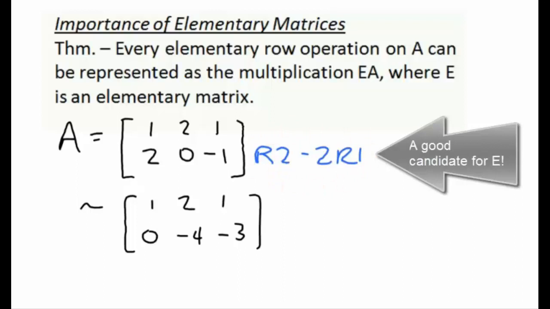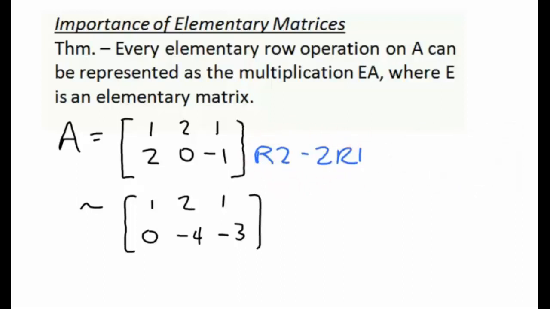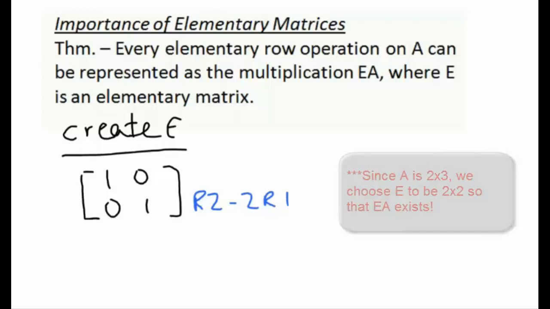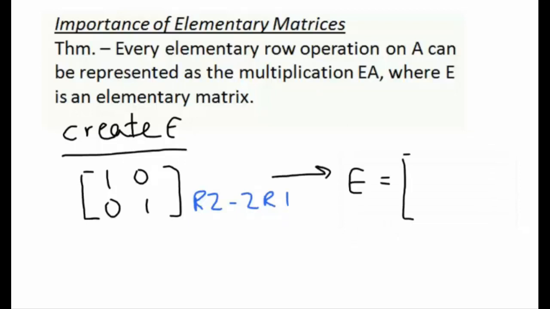So I'm going to clear this away, and I'm going to create the elementary matrix for row 2 minus 2 row 1. So let's go ahead and create what we think E should be. We'll take a 2 by 2 identity, and we'll do the operation row 2 minus 2 row 1. The same operation we did to matrix A. And this is going to give us our candidate for E. Alright, remember this one. We're going to come back to this one on the next slide.